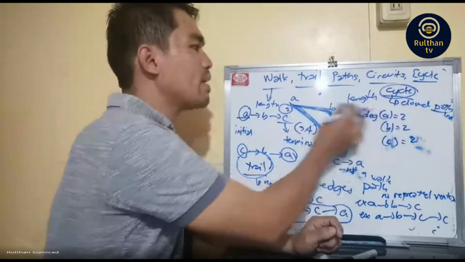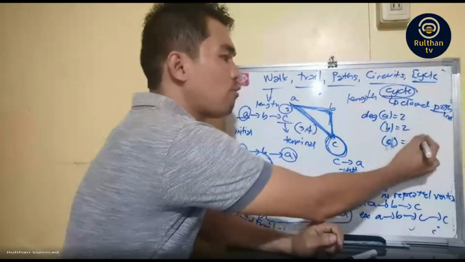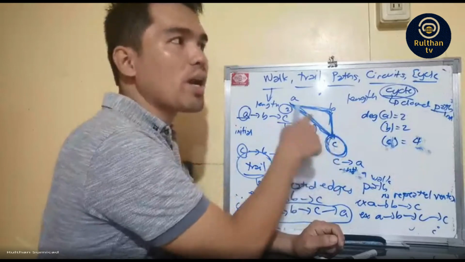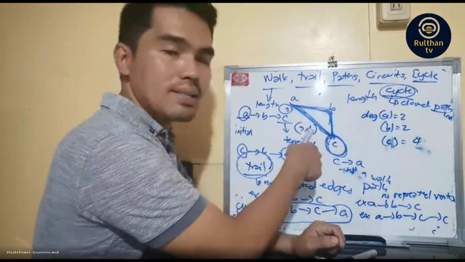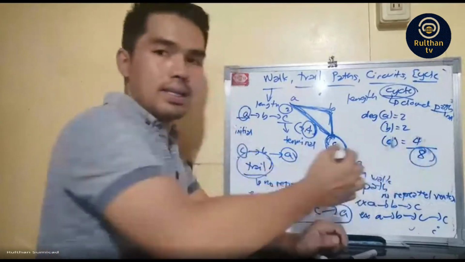The degree of A is 2. The degree of B is also 2. The degree of C is actually 4, that is 1, 2, 3, 4, because we're talking about the incident edges to the vertex. So that's 4. The total is 8. Double of the size is still 8.